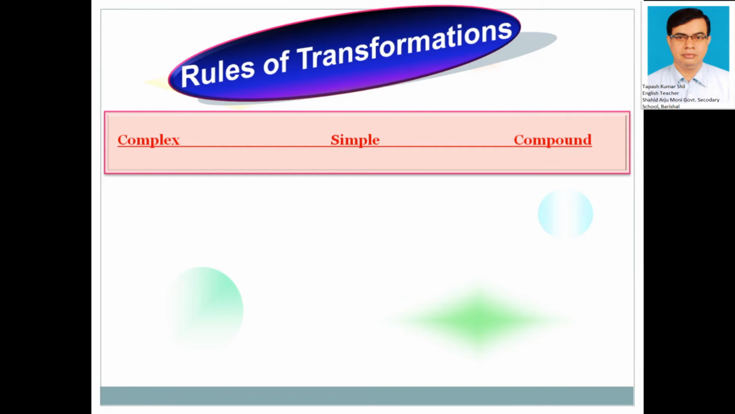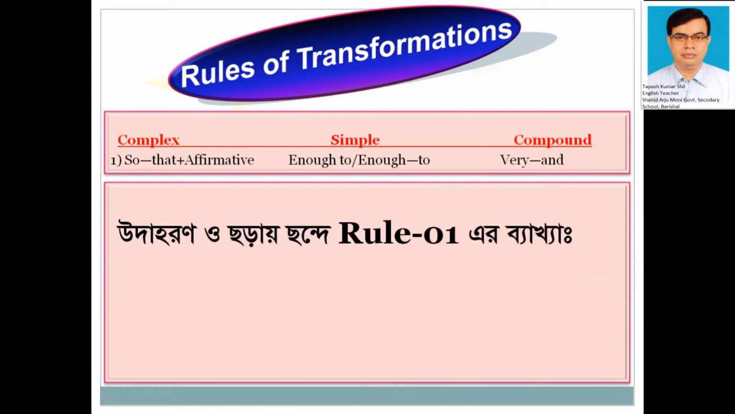First one, rule number 1. If there is so followed by that plus affirmative in a complex sentence, you will have to use enough to or enough followed by to in simple. You will have to use very followed by and in compound.